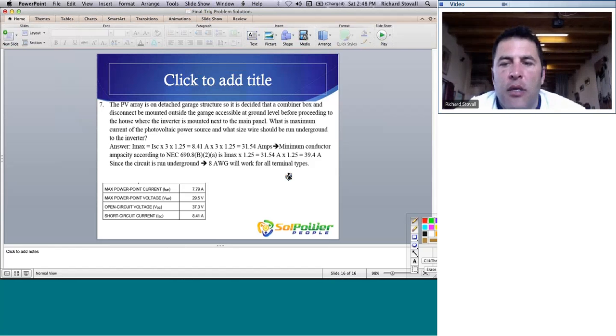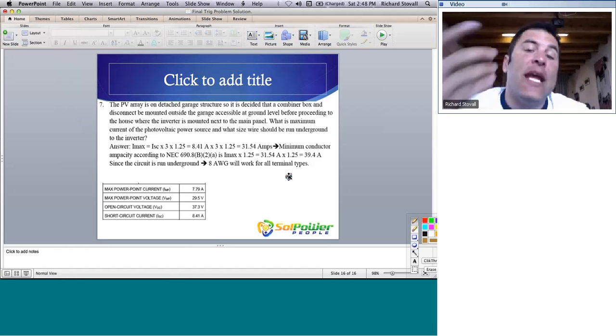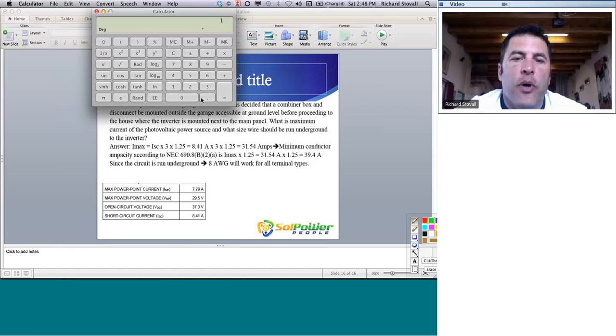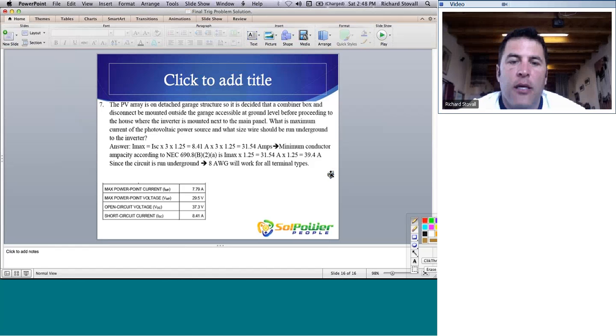So now we need to do a second 1.25. And this is due to, as Mike Holt was discussing, the safety factor for the wire, because this is continuous duty, 3 hours or more operation. You size your conductors based off of 1.25 times the maximum current is how you determine your conductor sizing and your overcurrent protection device. So you do a second 1.25 calculation, and in doing so, times 1.25, we get 39.4 amps, okay? And it says, since the circuit is run underground, 8-gauge will work for all terminal types.